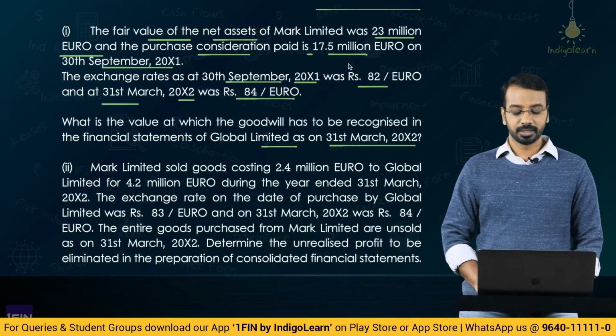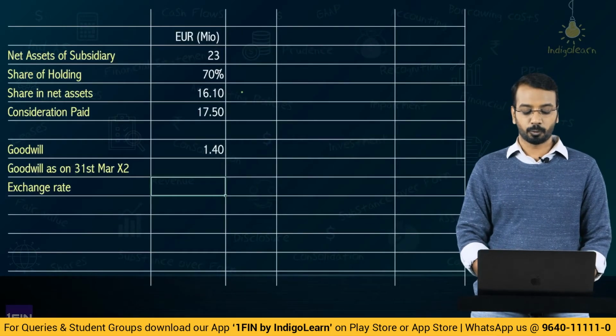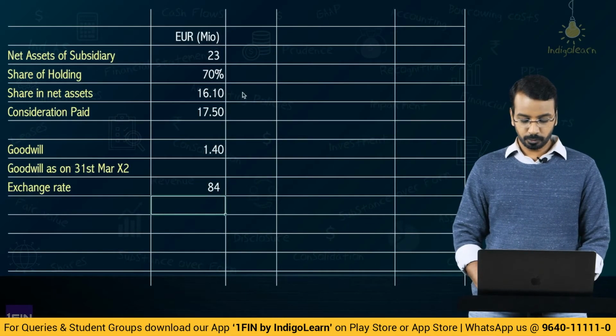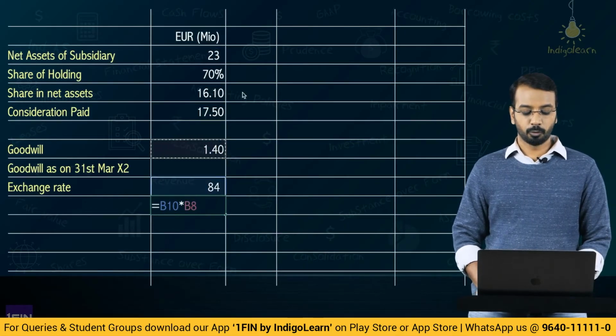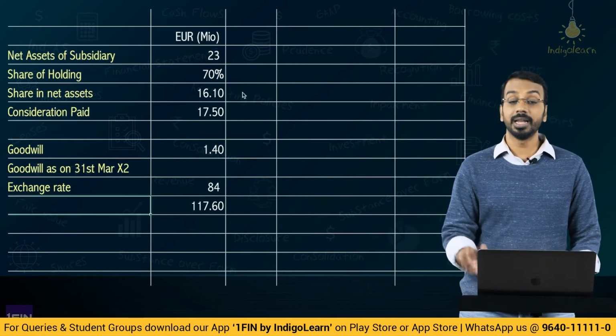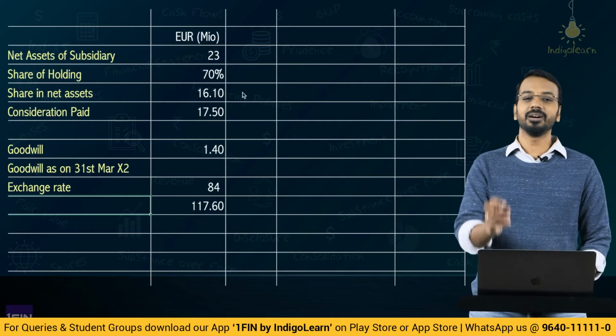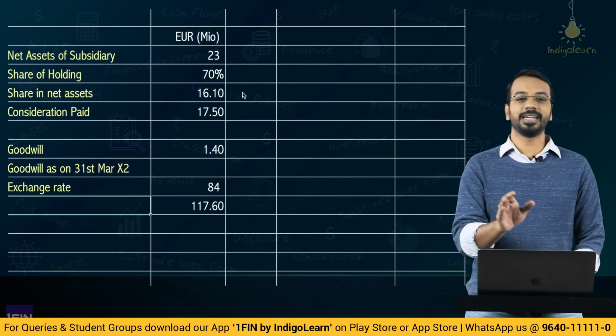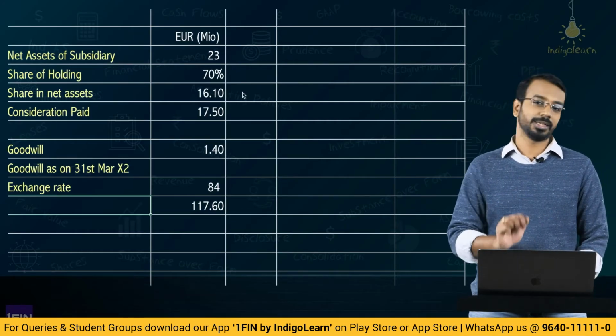What is the closing rate? They have given the closing rate to be 84. So, 1.4 multiplied by 84, you get 117.60. So, this is the value of goodwill to be incorporated in the consolidated financial statements of the holding company. Okay.